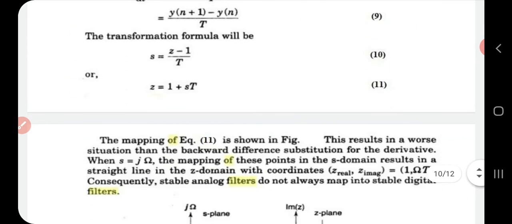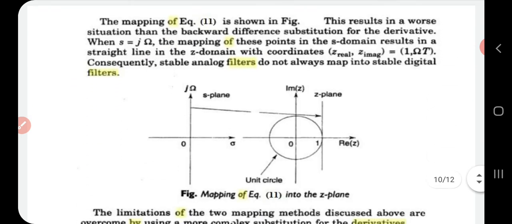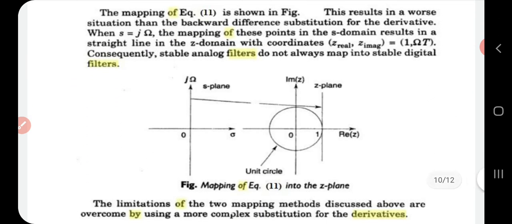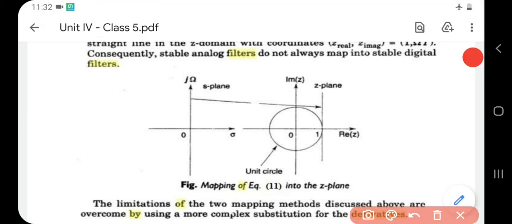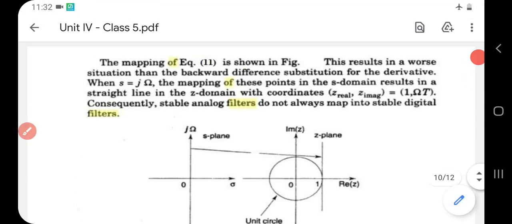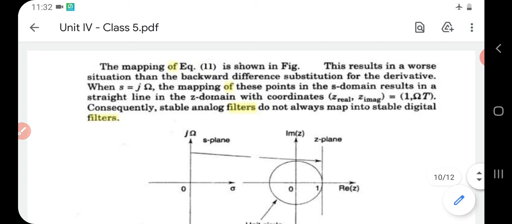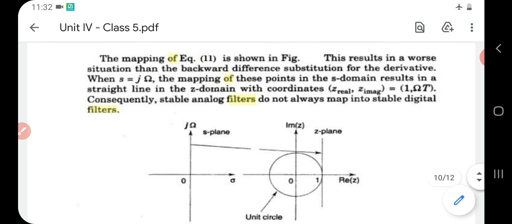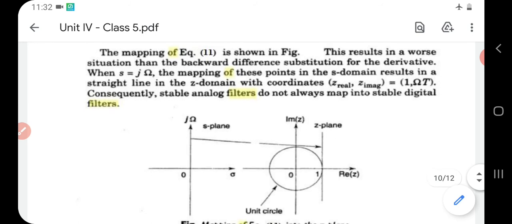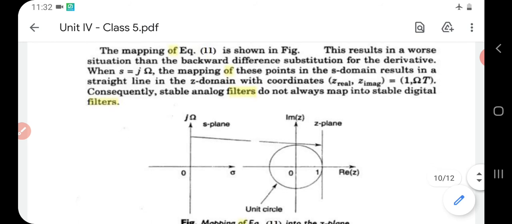But whereas when we use forward difference, let us see how the mapping is. This mapping while using forward difference is very worse. This situation is worse than when compared with the backward difference. Why? Because when s is equal to j omega, the mapping of these points in the s domain actually results in a straight line in the z domain.